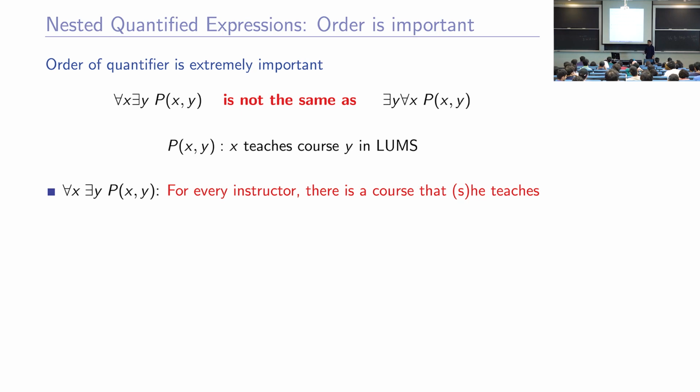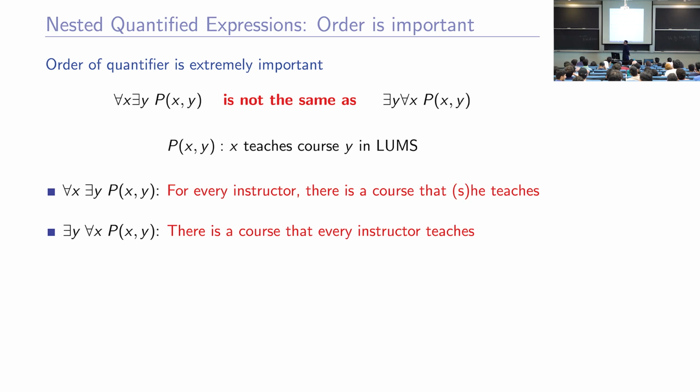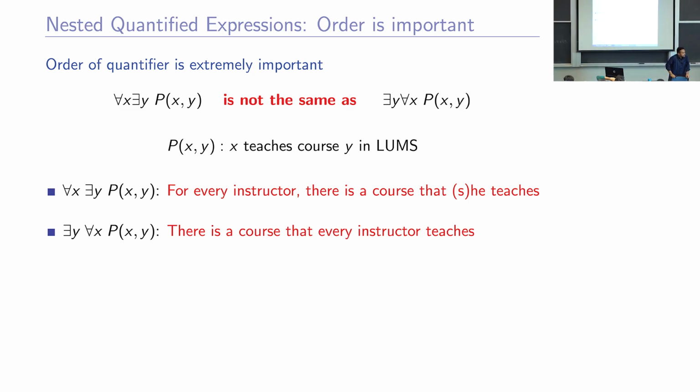Okay, let's flip the order. The universe of discourse for Y is courses. The universe of discourse for X is LUMS faculty. Can you please translate it? Yes. There are some courses which every instructor teaches. There is a course that all of the faculty, every member of faculty, teaches. That's what is written there on the board.